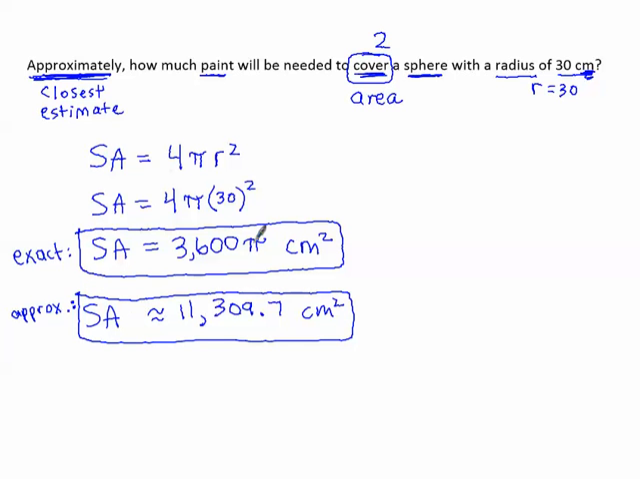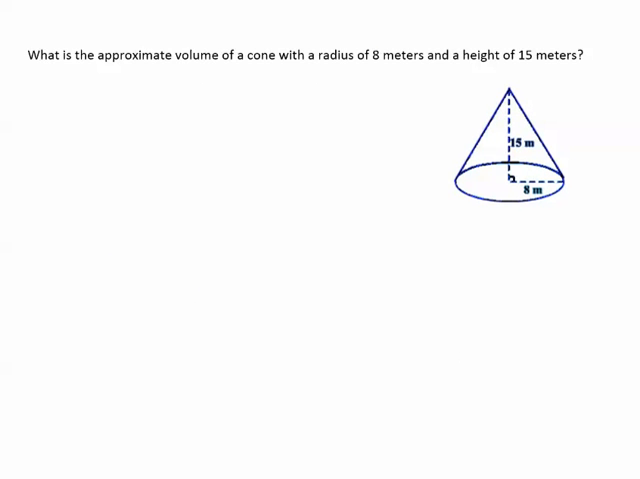So remember, you can use the pi button in the calculator if you don't want to write the pi for your exact answer. If you don't have a graphing calculator, remember how you can type pi as 3.14. Let's look at one more example. What is the approximate volume of a cone with a radius of 8 meters and a height of 15 meters?